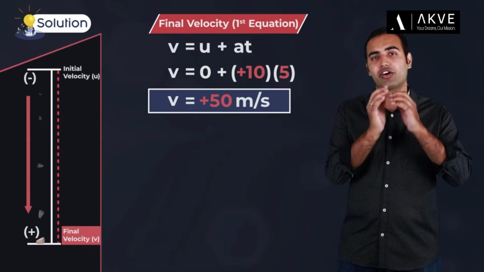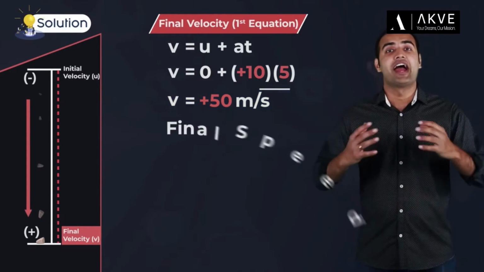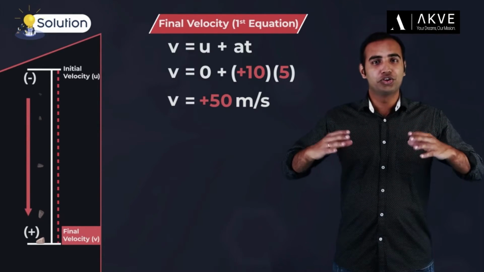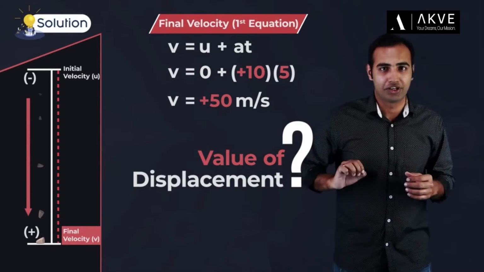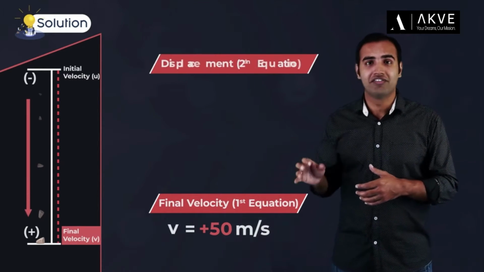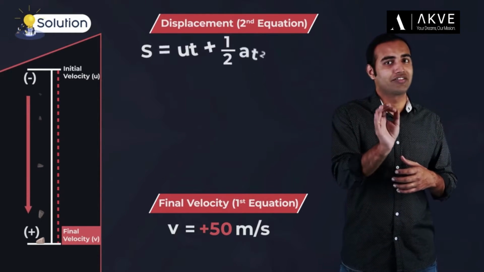So from this, we already got the value of final speed. And with that, the first part of our problem is already solved. Let's go ahead and find the value of displacement now. To find the value of displacement, I'll use the second equation of motion, which is s = ut + ½at².